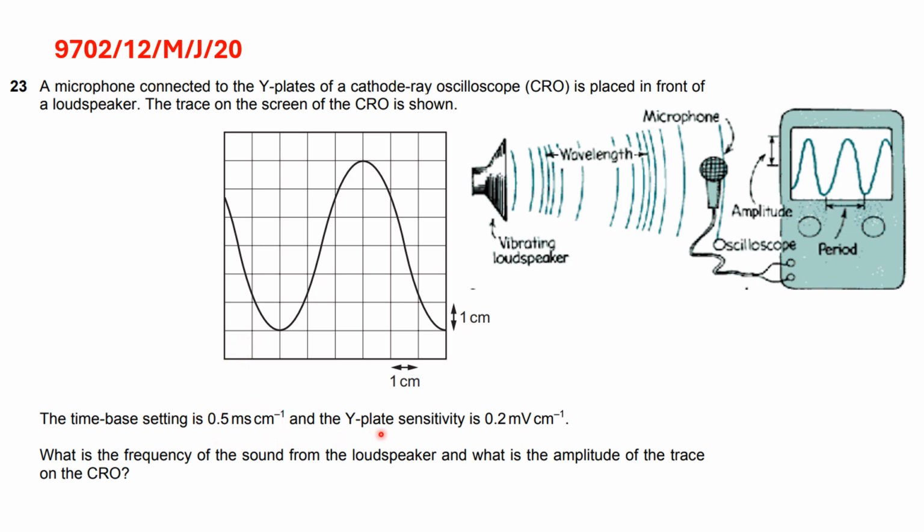And the Y plate, which means each square in the vertical direction, is equivalent to 0.2 millivolts per centimeter. What is the frequency of the sound from the loudspeaker, and what is the amplitude of the trace on the CRO?